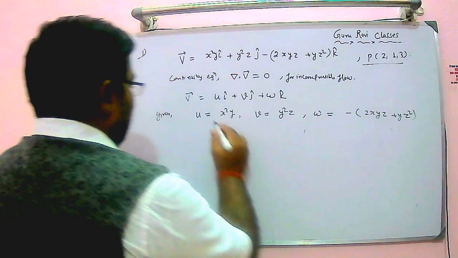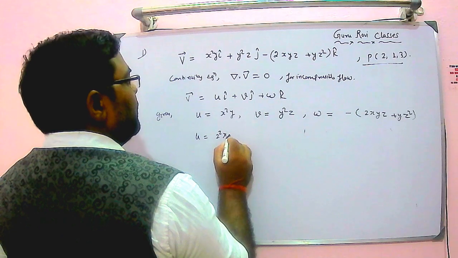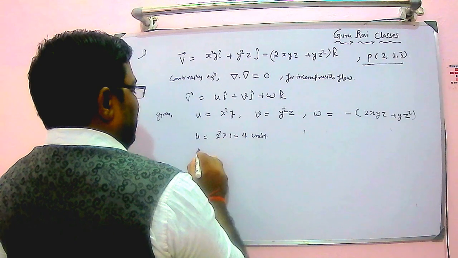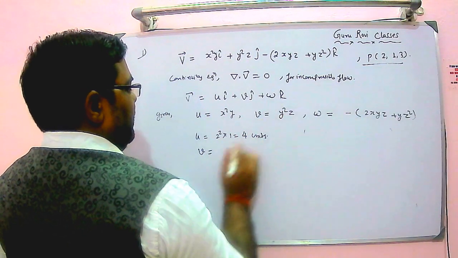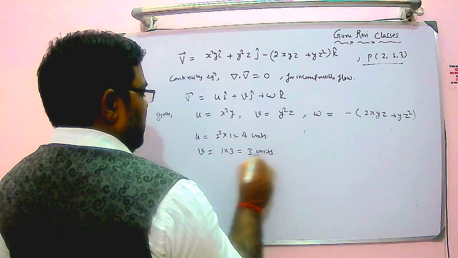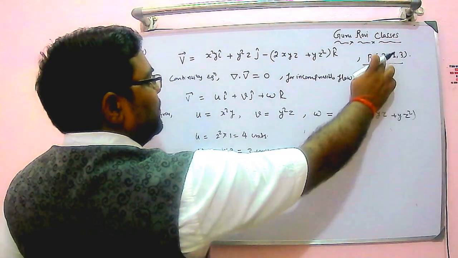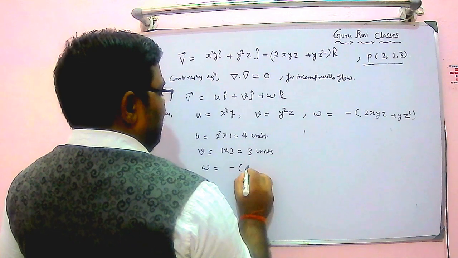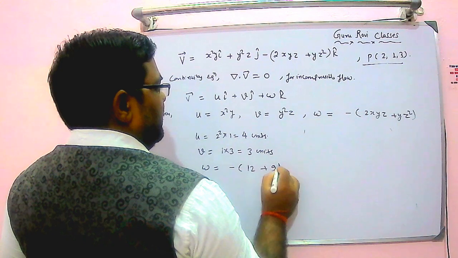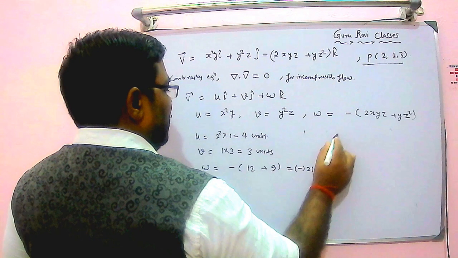So if you substitute here, u will become x, that is 2 square into y, 1, that is 4 units. And v, this y square is 1 and z is 3, that has become 3 units. And w is minus 2xyz, so 2 3 6, 6 12. Here minus 12 plus 9, so this is becoming minus 21 units. So this is the answer.